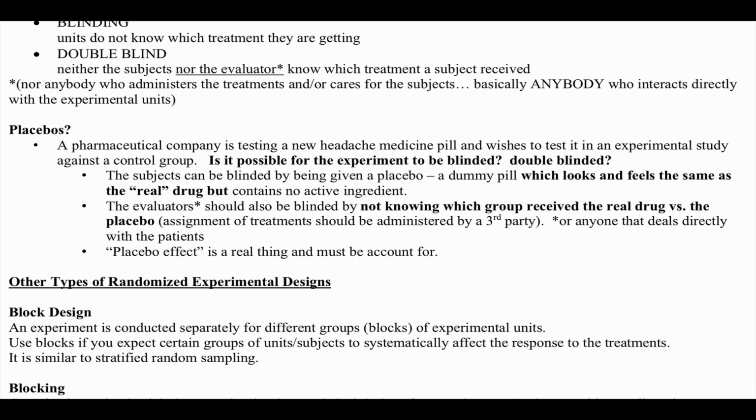So that is real, right? The placebo effect is a real thing and must be accounted for. Okay, so if I'm giving you a pill that is a new headache medicine, some people who are given the placebo, their headaches will go away. Why? I have no idea, but it's called the placebo effect. It can happen. Now, the majority of the people, nothing will happen because it's a dummy pill, right? But for some people, the placebo effect is real.